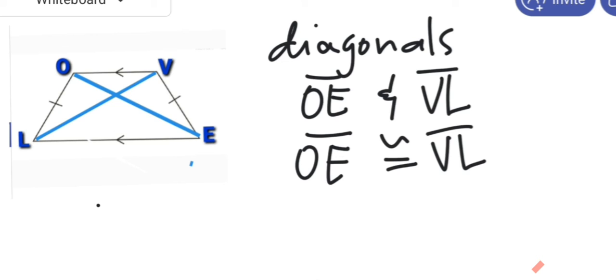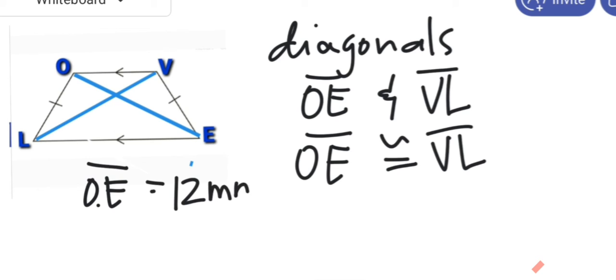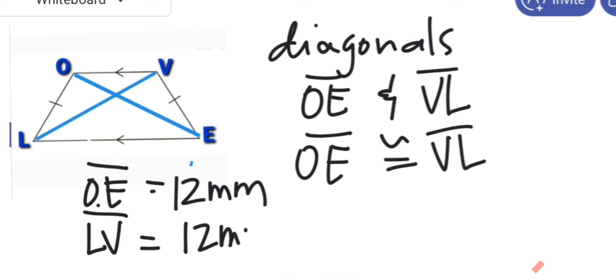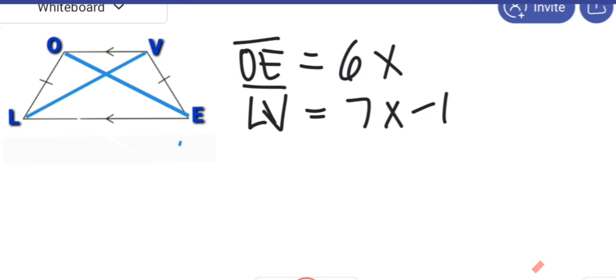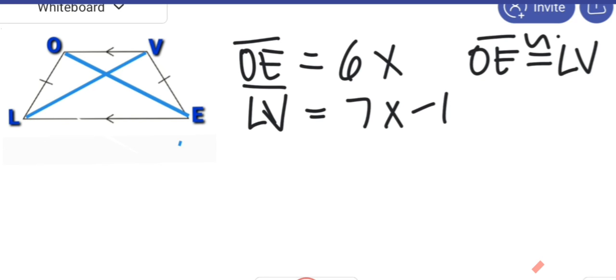So, what if this OE is equal to 12 millimeters? What will be the measure of LV? Correct, also 12 millimeters. Given is like this: OE is 6x, LV is 7x minus 1. Remember, OE is congruent with LV because diagonals of a trapezoid are congruent.